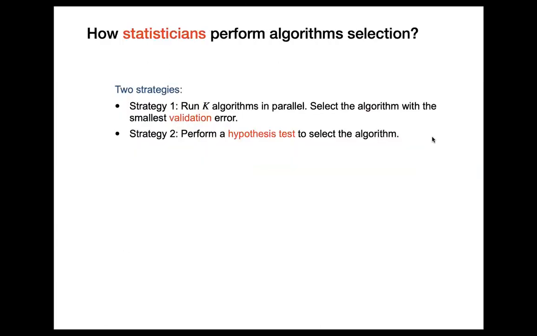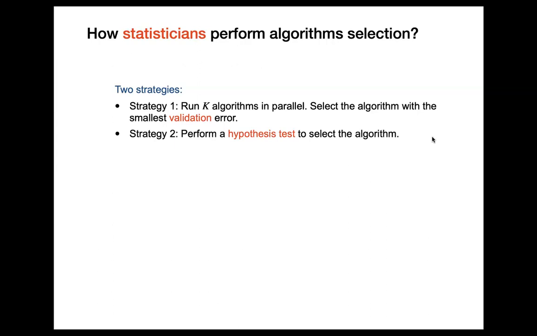Okay, so I want to theoretically explain how transformers can perform algorithm selection. The first question is, how do statisticians perform algorithm selection? Well, there are arguably two strategies. Strategy one: run K algorithms. You don't know which algorithm to run, so you run K algorithms in parallel and select the algorithm with the smallest validation error.